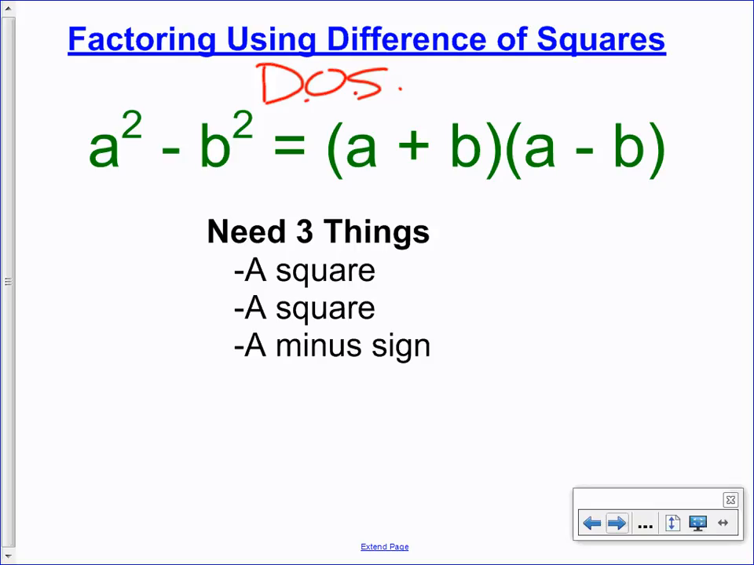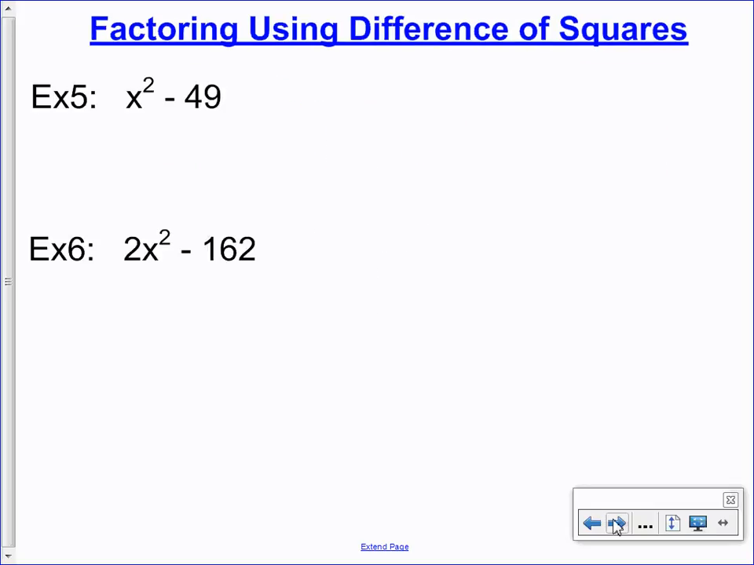To know that you have a difference of squares, you must see 3 things: a square, another square, and a minus in the middle. It has to be a minus in the middle. Here we go. a plus b, a minus b is how it factors.